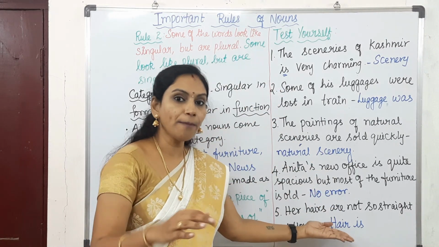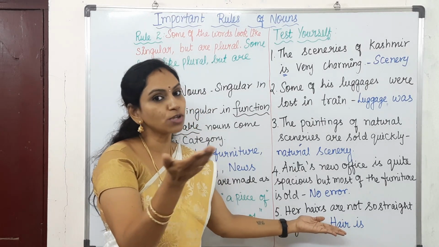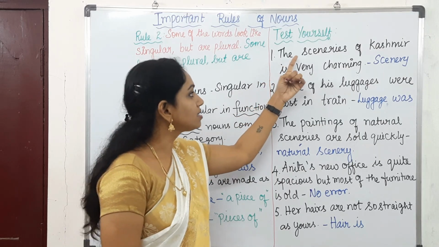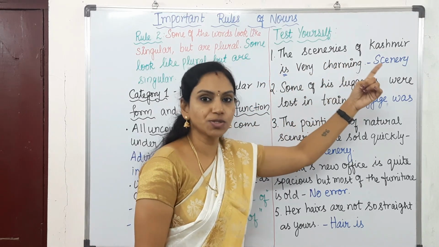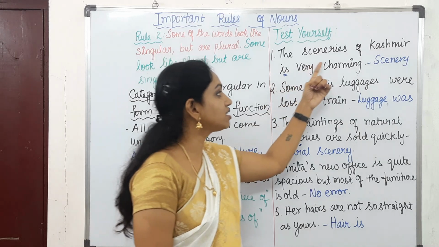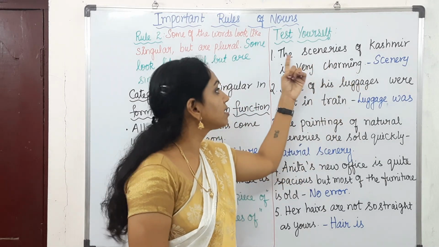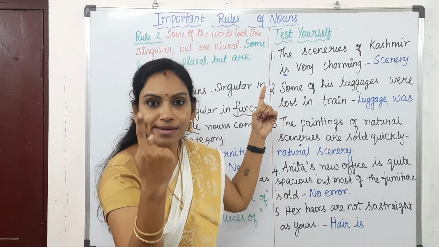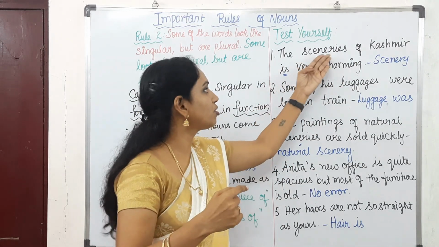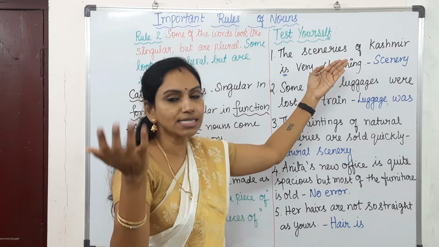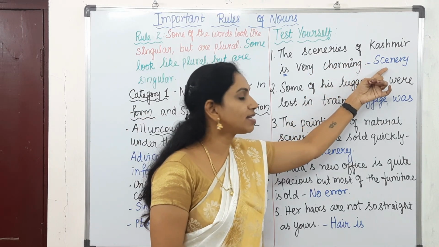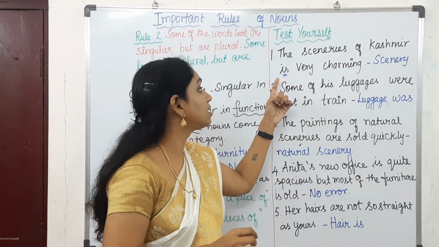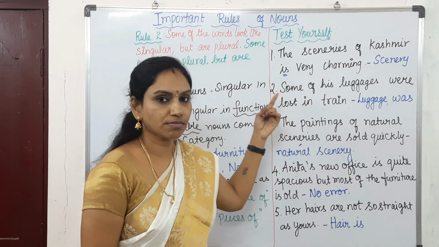Test yourself from previous year questions of your government examinations. Number 1, the sceneries of Kashmir is very charming. See, the sceneries of Kashmir is singular. So, you cannot have sceneries. Sceneries is plural. So, you should write it as scenery. The scenery of Kashmir is very charming.